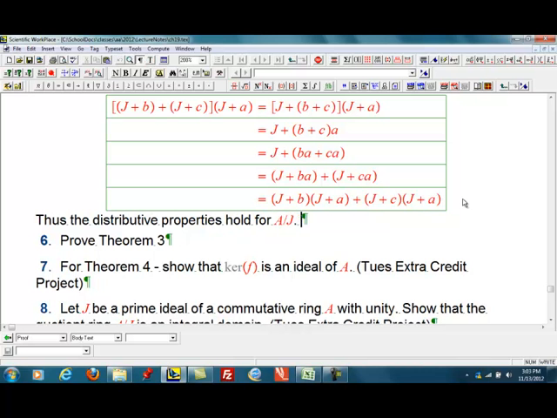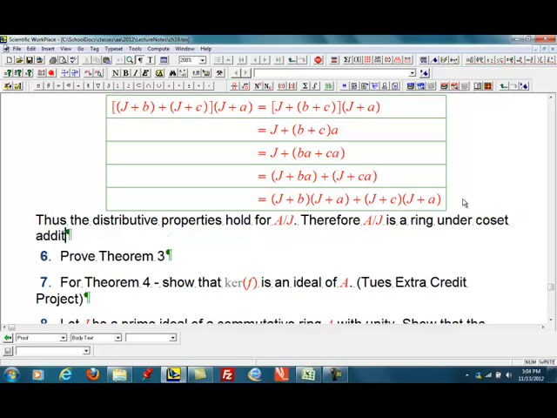What is our conclusion? Therefore, A mod J is a ring under coset addition and multiplication. So that was just showing something is a ring. You see why they skipped a whole bunch of those steps.